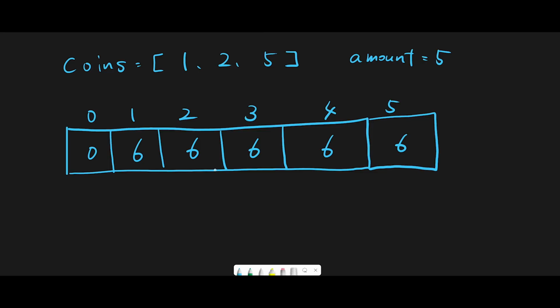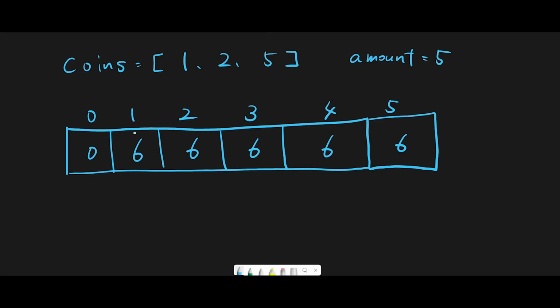So in the end, if we still have 6, that means we didn't find a combination to make up the target amount. So return -1 in that case. So at index 0, I put 0 as a value because to make up amount 0, we don't need any coins. So we can start from index 1, I mean amount 1. So let's see one by one.